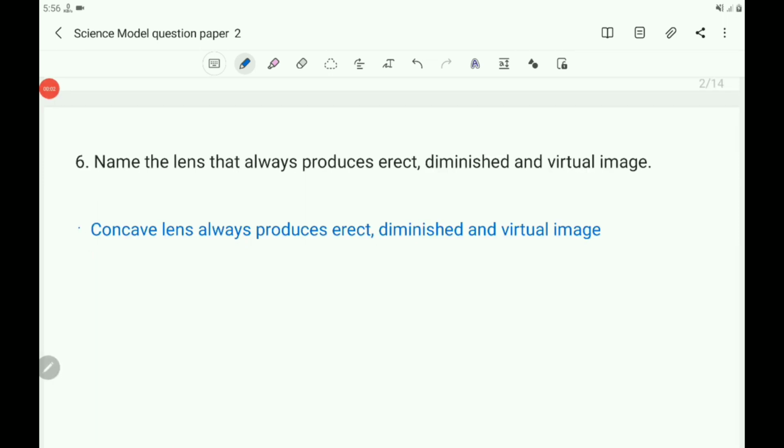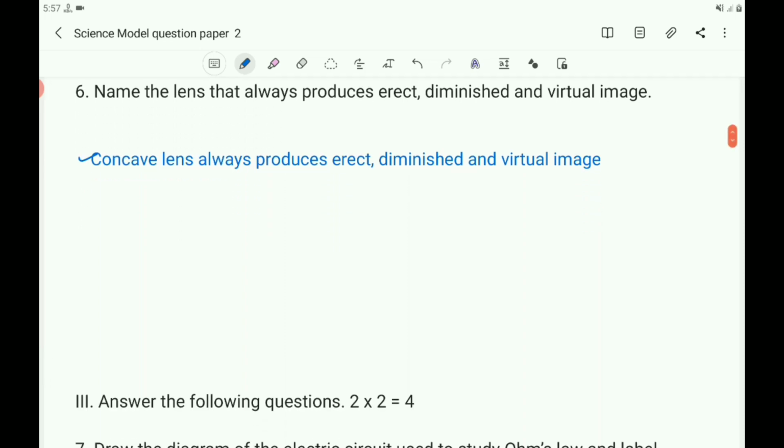So you write the answer that concave lens always produces erect, diminished and virtual image. Convex lens gives the erect image only in one case, that is when the object is between optical center and principal focus, but concave lens gives always erect, diminished and virtual image. So you write the answer. Concave lens always produces erect, diminished and virtual image.